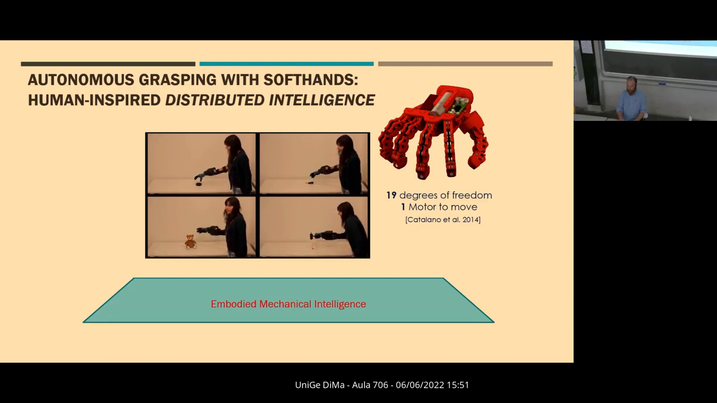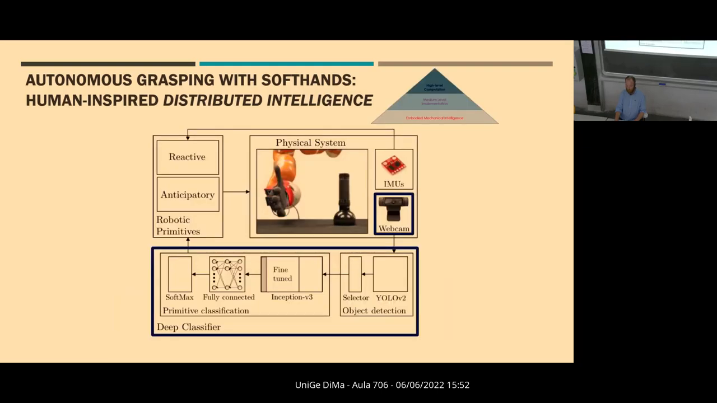So for example, here we have the Pisa/IIT SoftHand, which is a hand with only one motor but 19 degrees of freedom. So the hand can be controlled using only one motor, and in free hand motion, the movement is constrained along the first most probable grasping posture of humans, but it can deform with the environment. So it can adapt to the environment to multiply the grasping capabilities. This inspiration can be considered to tackle this distributed intelligence problem. So the intelligence is not only in the computation, but it's also in the mechanics and so on.